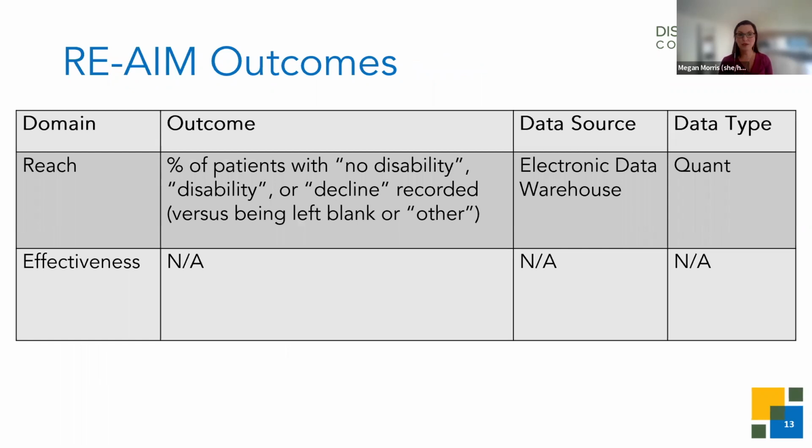As I mentioned, we used LeaRRning for identifying our outcomes. So first was reach, which we defined as the percentage of patients who had no disability reported in their EHR, one of the disability categories reported, or decline. And this is comparing to the field being left blank or other being reported. We gathered this data through our electronic data warehouse. We were not collecting effectiveness data as this was an implementation trial.